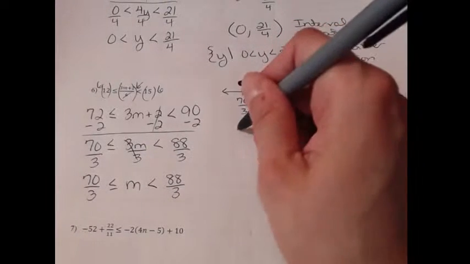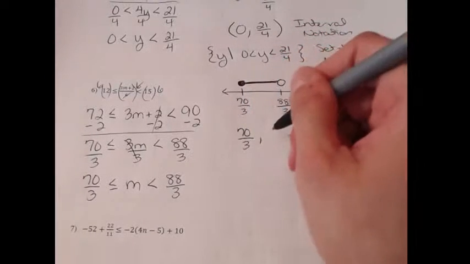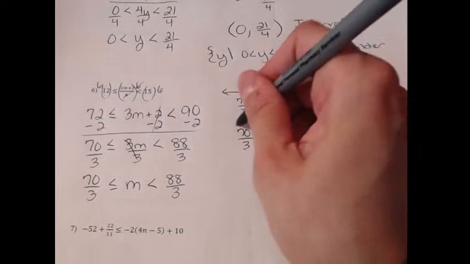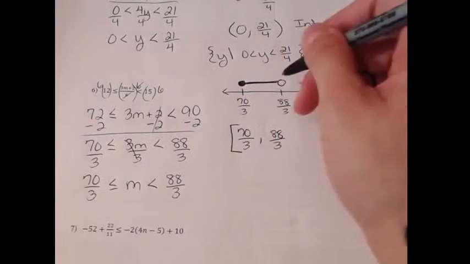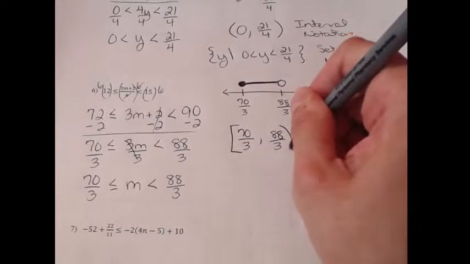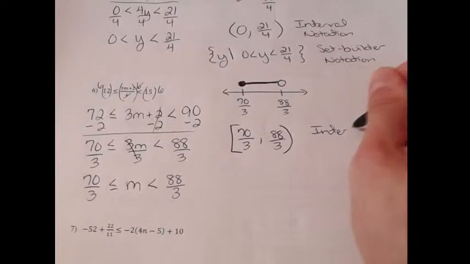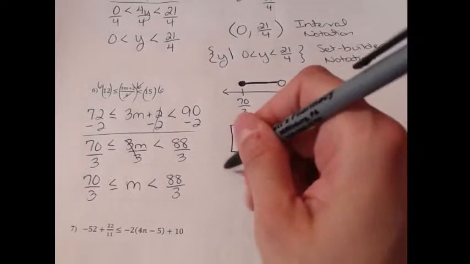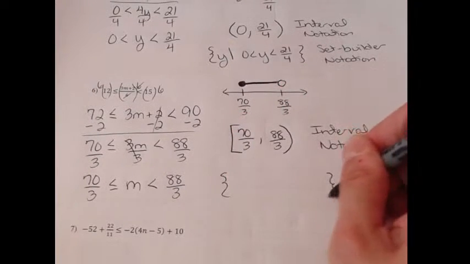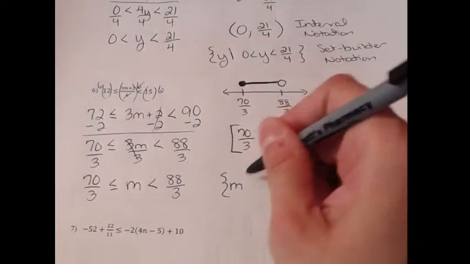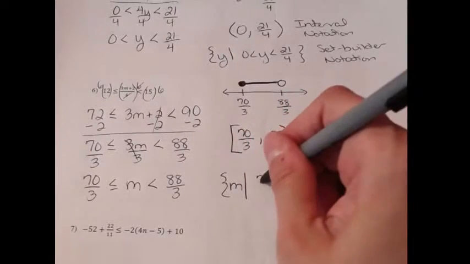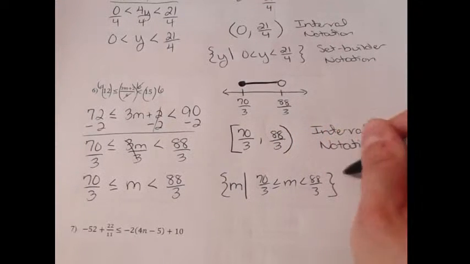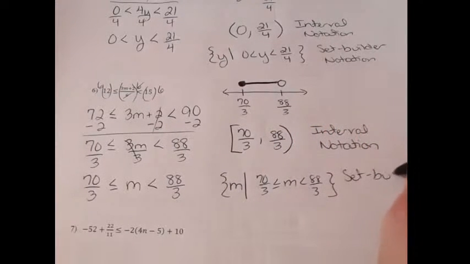In interval notation, our lower bound is 70 over 3 and our upper bound is 88 over 3. Because it's a closed circle on 70/3, we put a bracket here. And because it's an open circle on 88/3, we have a parenthesis. And that's interval notation. Lastly, we want to write our set builder notation, so we need braces to do so. Our variable in question is m, so m with a vertical bar, and then we pick up our solution and write it directly inside the braces, and that is set builder.